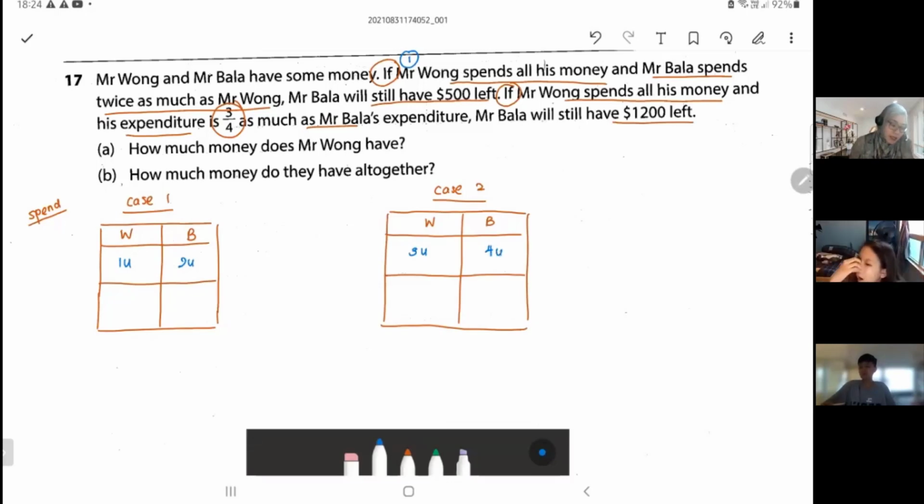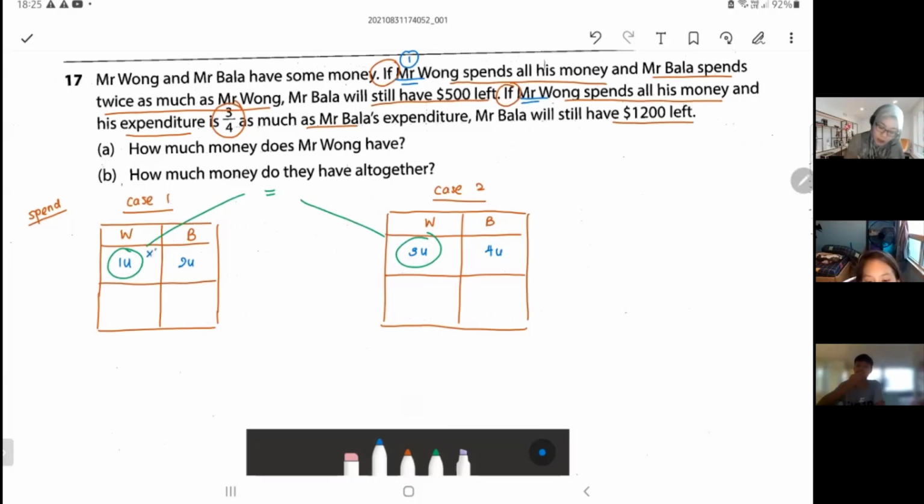In both cases, Mr. Wong spent all his money, right? You see, if Mr. Wong and then if Mr. Wong again. In both cases, we are talking about Mr. Wong who spent money. So whatever he spent is supposed to be equal. So you have to make them the same for Mr. Wong. In this case, you notice that case 1 is not the same as case 2. One is 1 unit, one is 3 units.